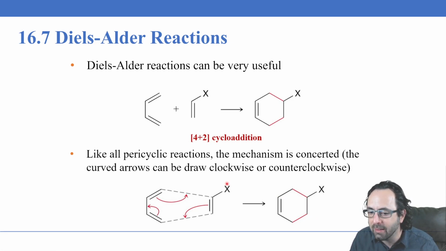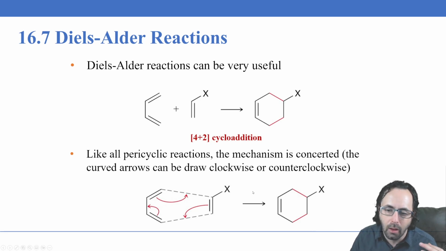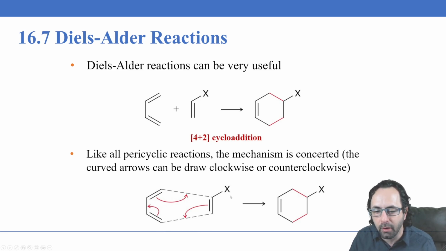Notice that we have an X attached here. This is because these will not occur on their own necessarily. You have to give them a little help, and you give them a little help with this so-called electron-withdrawing group. And this notation here is the number of carbons that are being added. So there are 4 carbons on this diene here, and there are 2 on this alkene. And so we have a 4+2 cycloaddition.